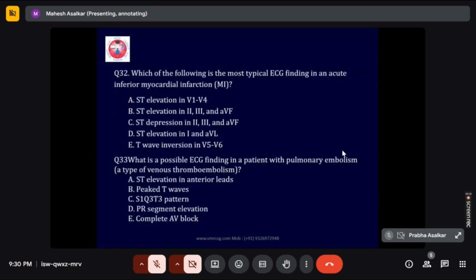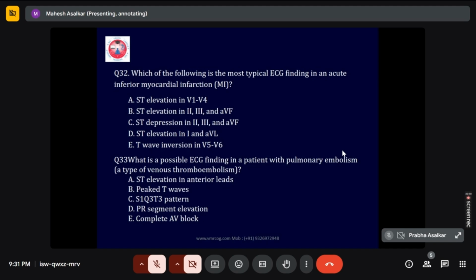Continue. Next question. Which of the following is the most typical ECG finding in an acute inferior MI? ST elevation in V1 to V4, ST elevation in 2, 3 and AVF, ST depression in 2, 3 and AVF, ST elevation in 1 and AVL, T wave inversion in V5 to V6. It is ST elevation in 2, 3 and AVF. Correct. Inferior MI is 2, 3 and AVF.